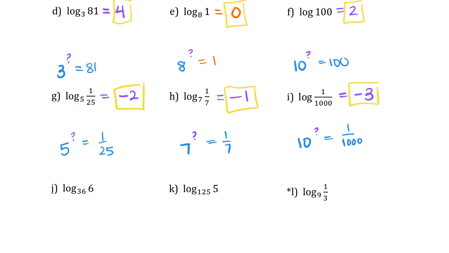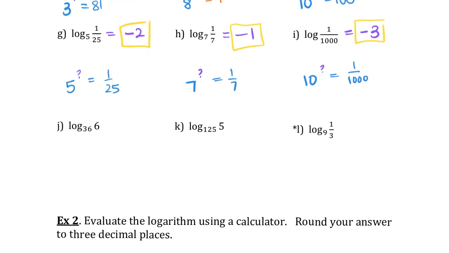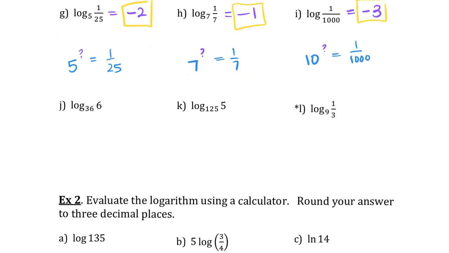Okay, now I think everyone could do the first row in their head. Second row, some of you could do. Third row is going to be the challenge, but we can still do it. Okay, the base is 36, so the base is actually bigger. 36 to the something gives me 6. What do we do to 36 to get 6? We square root it. If I square root 36, I get 6 because it's getting smaller.